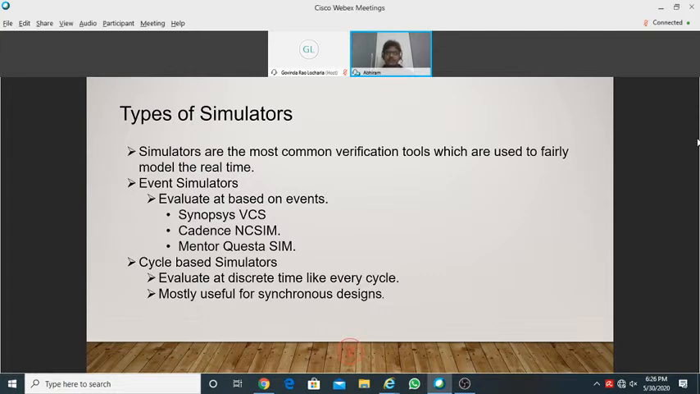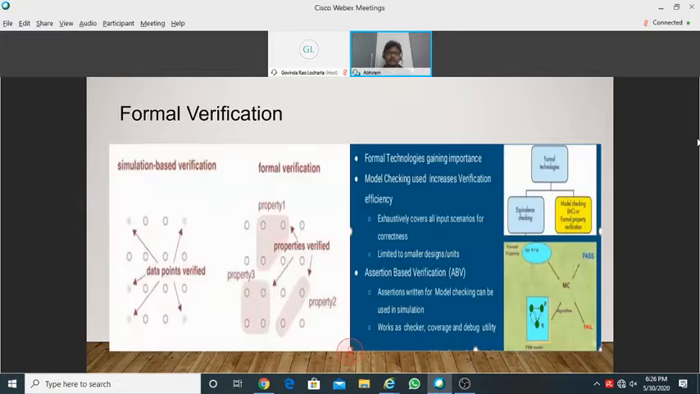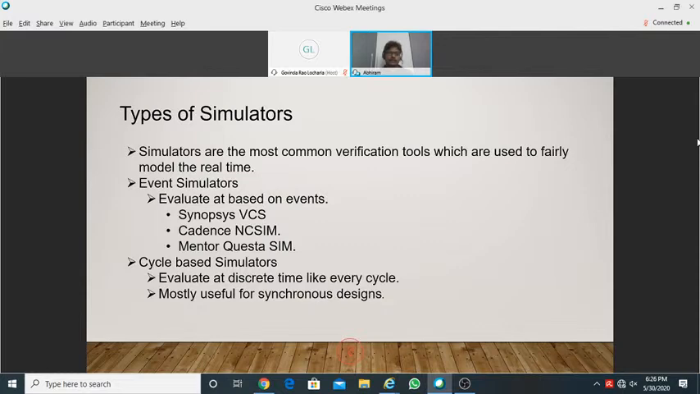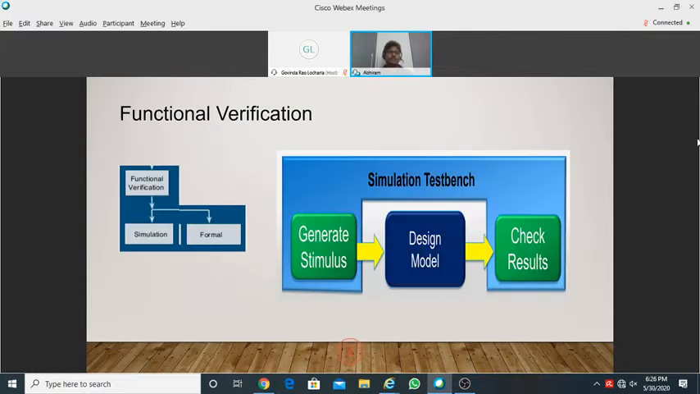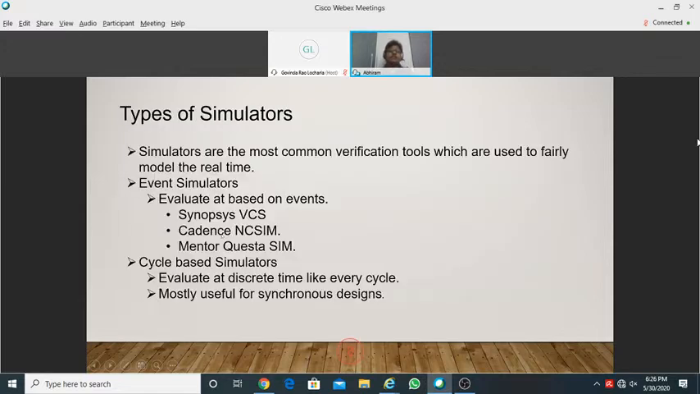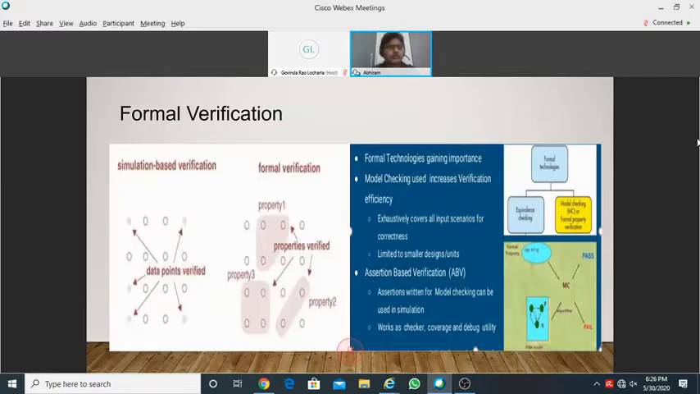This slide covers the simulators related information. And going to the next part, as I have already described, now in the functional verification, we have simulation, and now we have formal verification. So now, yeah, we have formal verification, but why do we need formal verification?